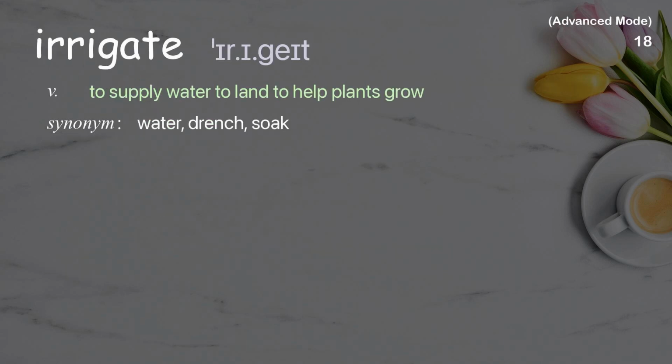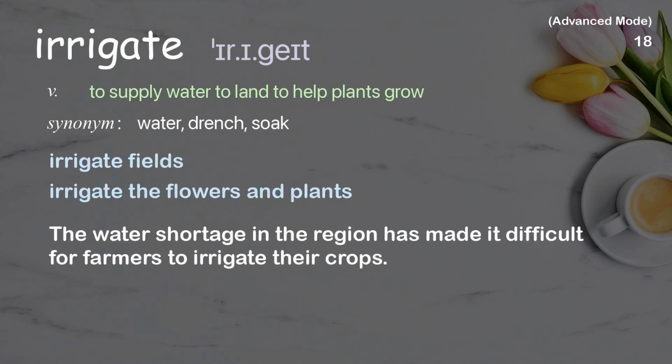Irrigate. To supply water to land to help plants grow. Examples: Irrigate fields. Irrigate the flowers and plants. The water shortage in the region has made it difficult for farmers to irrigate their crops.